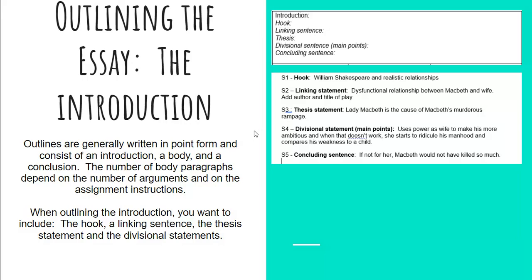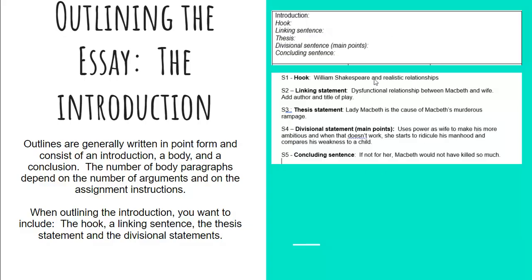My divisional statements, my main points, will be the use of power as his wife to make his more ambitious. And when that doesn't work, she starts to ridicule his manhood and compares his weakness to a child. Notice that it does not have to be grammatically correct. It's okay to make spelling and grammar errors in your outline. You will correct that in the draft and in the editing stages. And my concluding sentence, if not for her, Macbeth would not have killed so much.